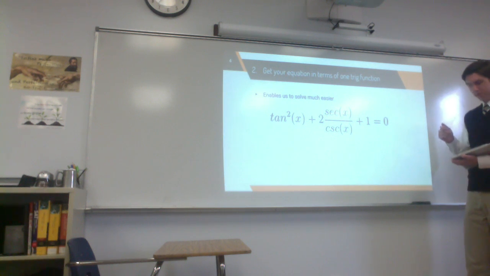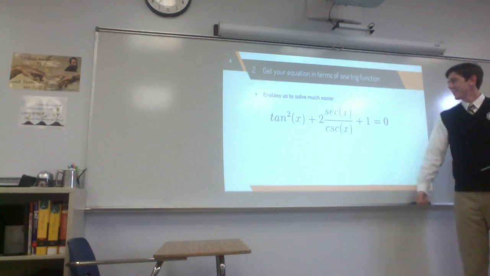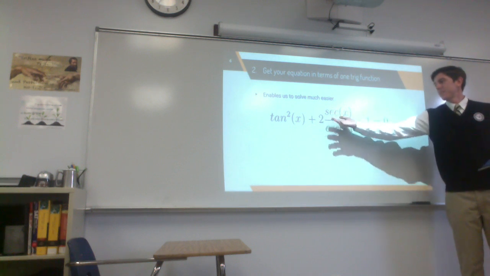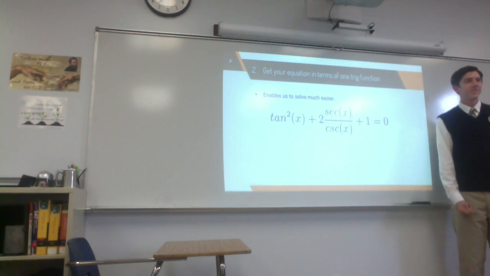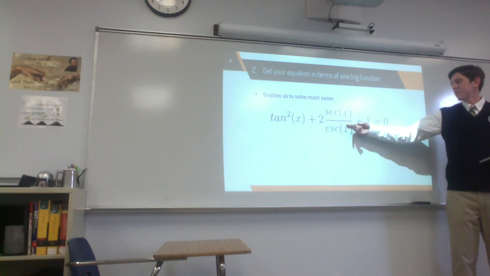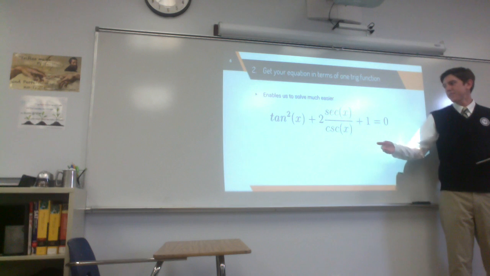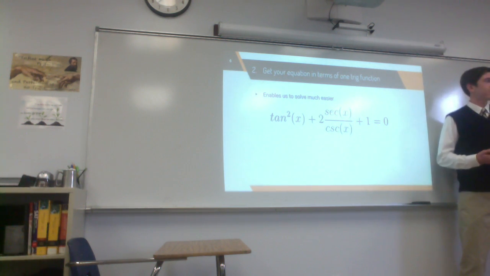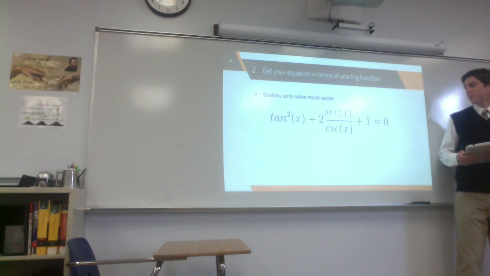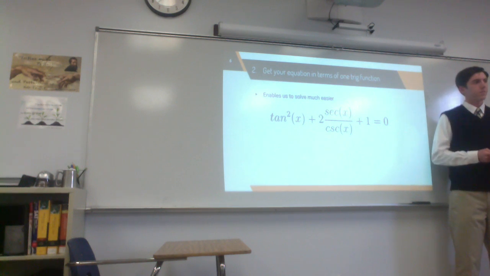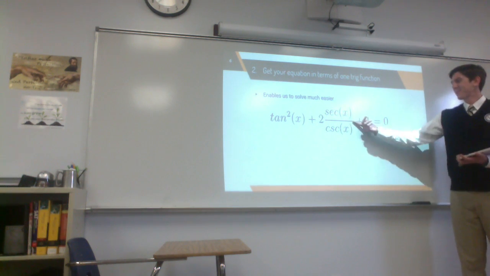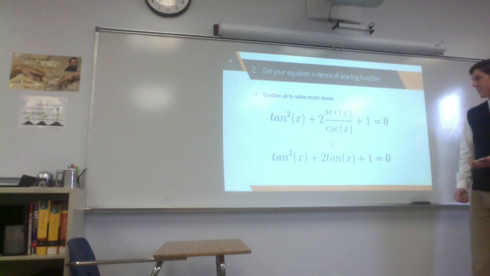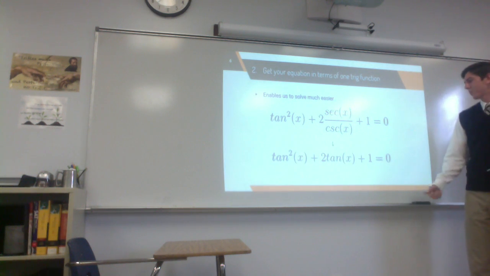Next, we're going to get it in terms of one trig function. So do you guys have any idea about how we would get this in terms of one trig function? Like sine cosine, or just the secant over cosecant and the tangent. How would we get this to be all tangent or all secant or all cosecant? Do you guys have any idea? Well, isn't that secant over cosecant like cotangent? It's equal to tangent. Tangent? Okay, there it is. Yeah, so we change this to tangent, and voila, tangent squared x plus 2 tangent of x plus 1 equals 0.